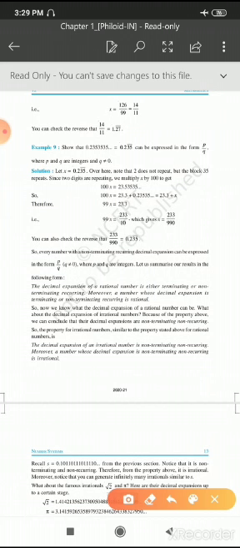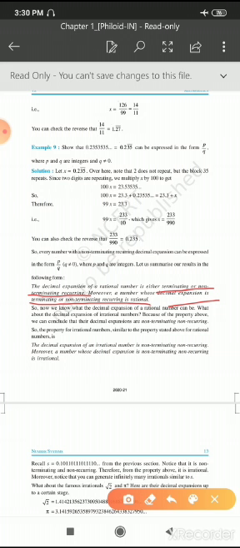Now we came to know that the decimal expansion of a rational number will be either terminating or non-terminating recurring decimal, and it can be said vice versa also. A number whose decimal expansion is terminating or non-terminating recurring will be a rational number. If a number is a rational number, how will its decimal expansion be? It will be either terminating or non-terminating repeating. So both are vice versa to each other.